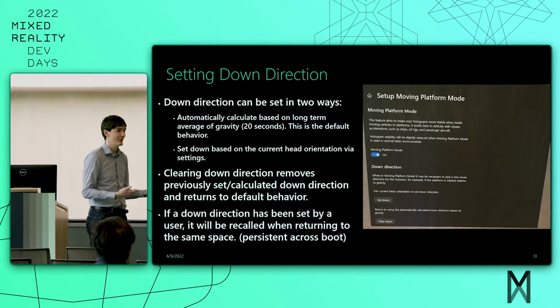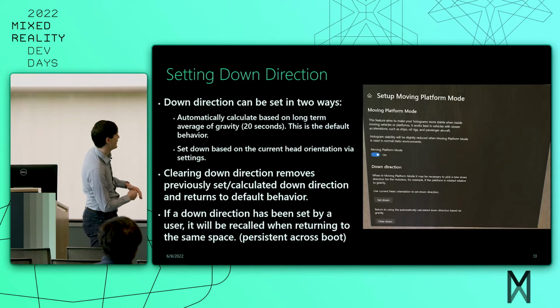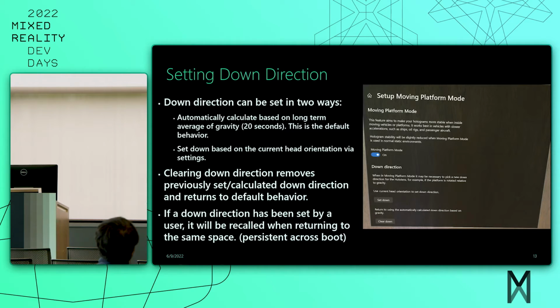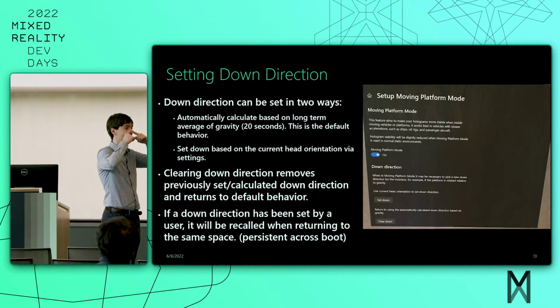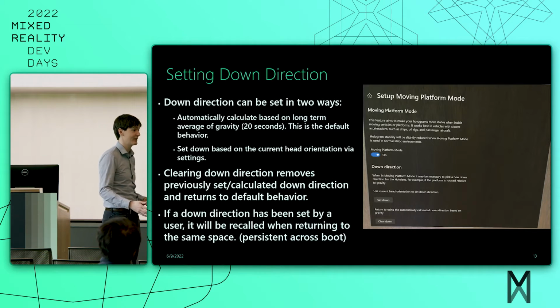Of course, our system can't know you're on such a train, so you need to tell it which direction is down. And we have a very simple mechanism for that. Inside the moving platform mode settings page, there is a down direction section, and you can just say set down, and that will take the vector from your nose to your heels, let's say, the kind of downwards in the headset space, and it will lock that as down direction. And then that will be used for down direction forever, in fact. So that will be locked into the map as well. It will be saved. It will be persistent across boot.